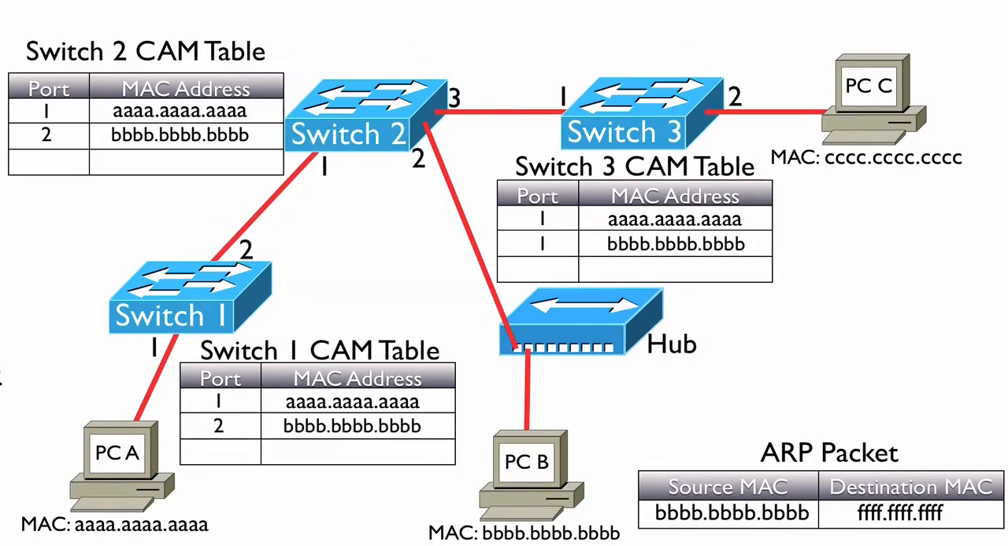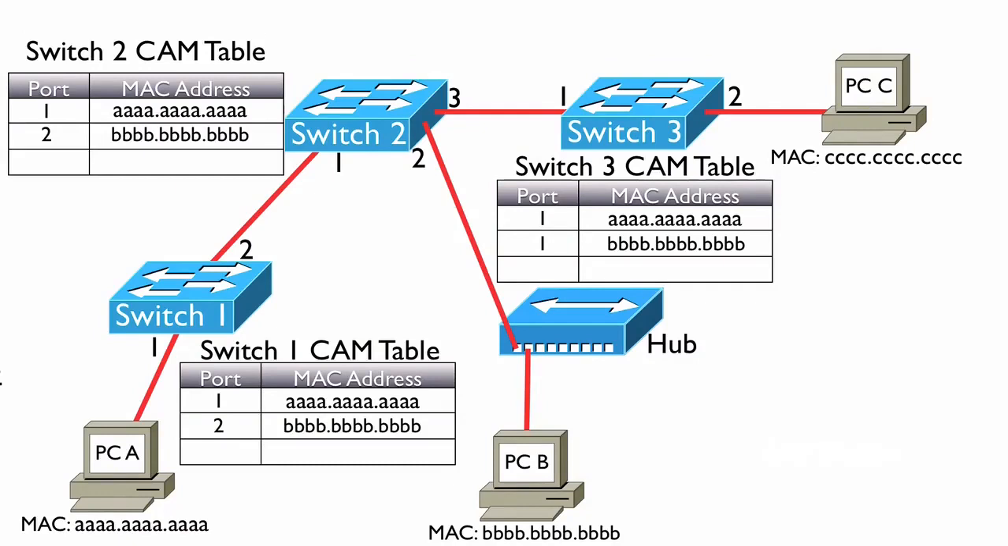This is going to cause switches 1 and 3 to learn how to reach the all B's MAC address, and they're going to flood that frame out of their ports, and those PCs, PCA, PCC, they're going to say, this frame isn't for me, and it's going to discard it. But in the process of doing this ARP, notice what happened. All of the switches now know how to get back to the MAC address of all B's.